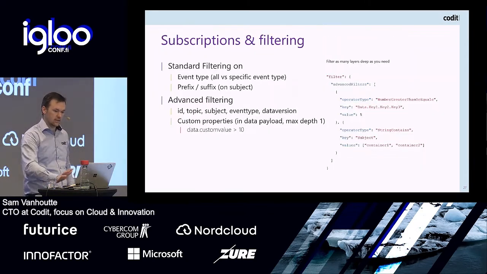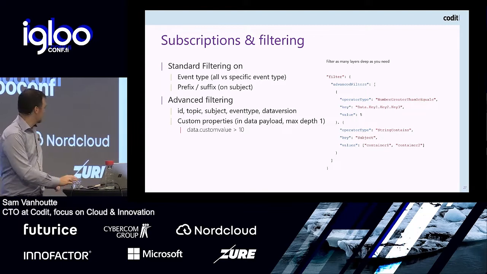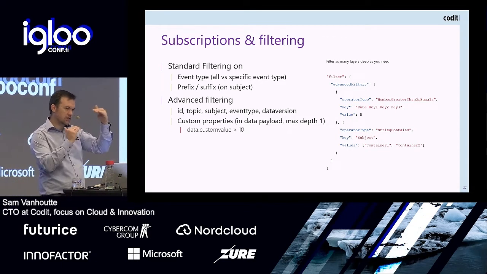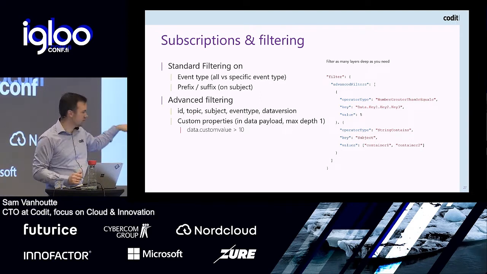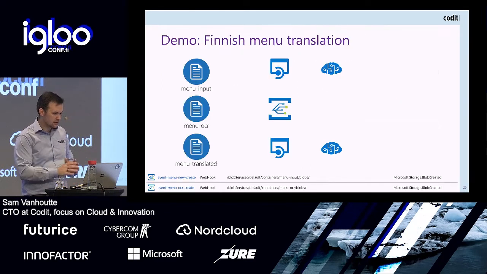So that's the validation. I talked about filtering in two ways. This is on the right side, and it's probably not well readable, but the advanced filters are also part of the ARM templates that you want to deploy, and that's the structure they have. So you have an operator type, a key, and a value. Exception handling, as I mentioned.